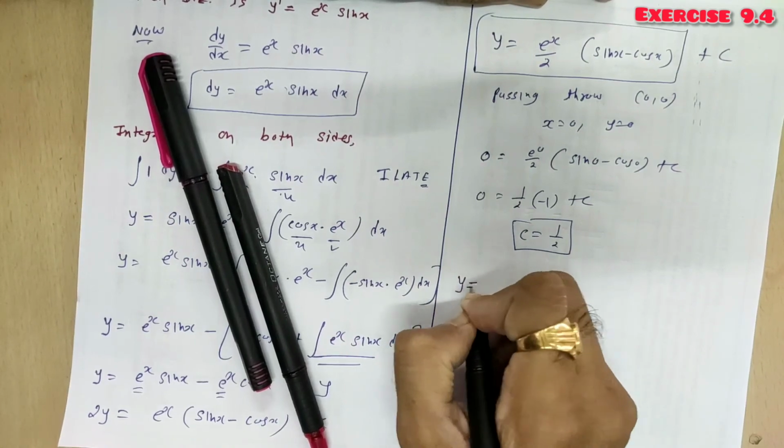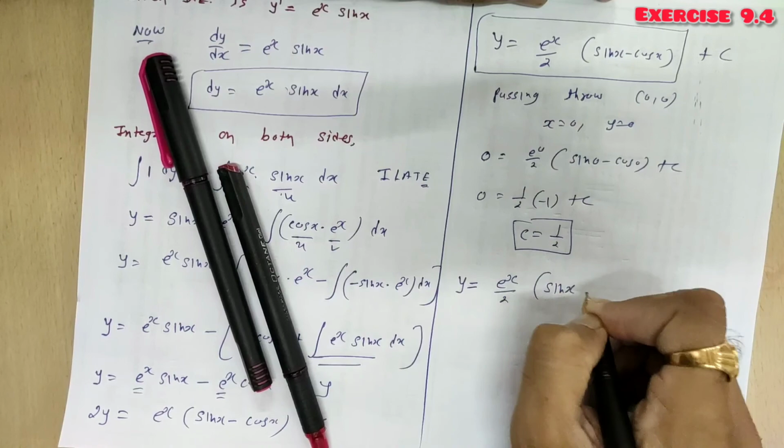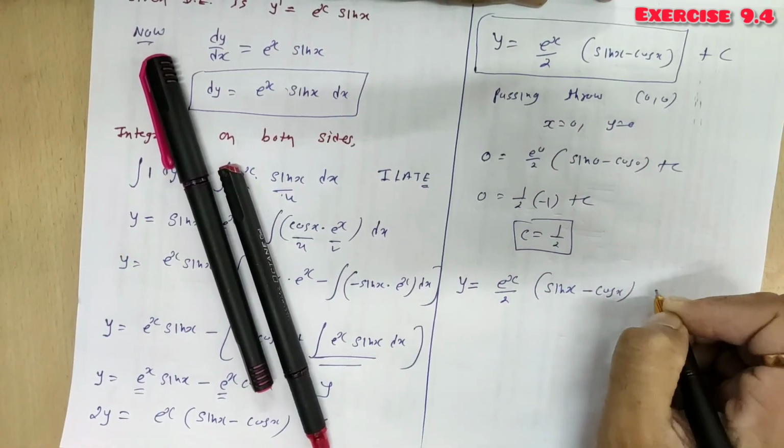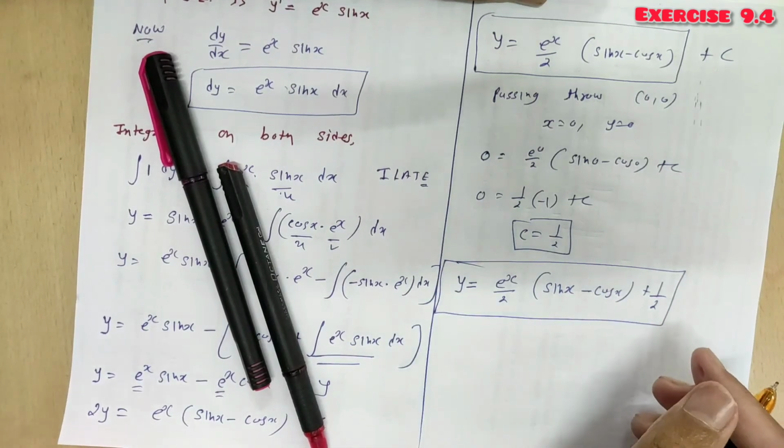So our particular solution is y equal to e raised to x by 2 into sin x minus cos x plus 1 by 2, which is the particular solution for this given curve.